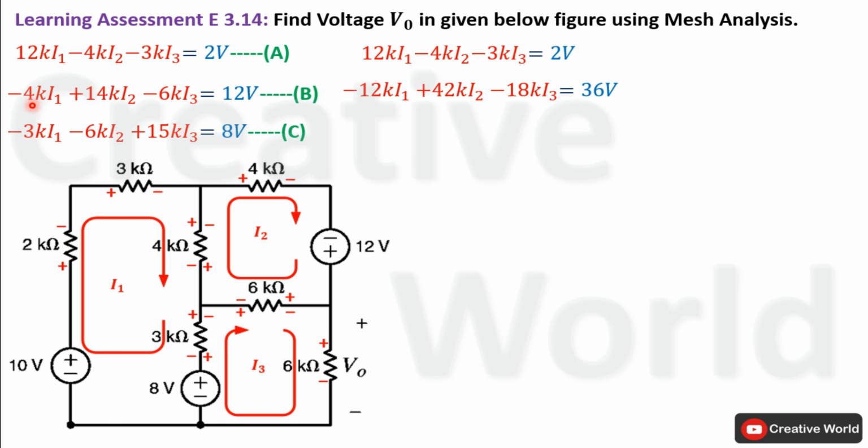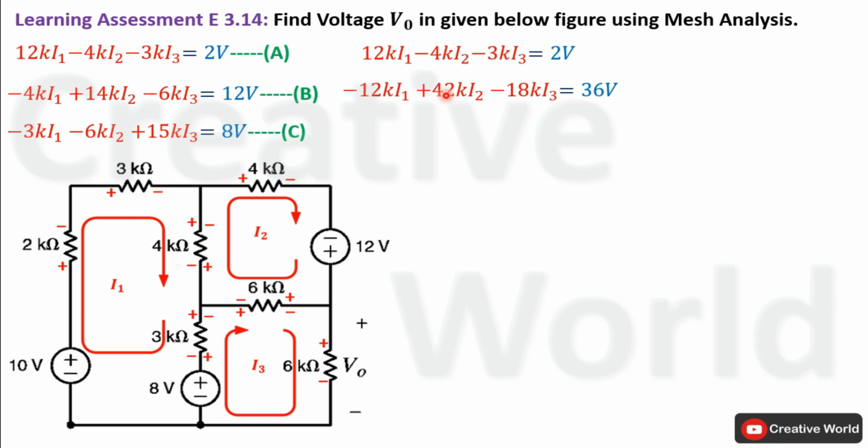Product of 3 and minus 4k I1 will become minus 12k I1. Product of 3 and 14k I2 will become 42k I2. Similarly, product of 3 and minus 6k I3 will become minus 18k I3, and on the other hand side of equal, product of 12 volt and 3 will become 36 volt.